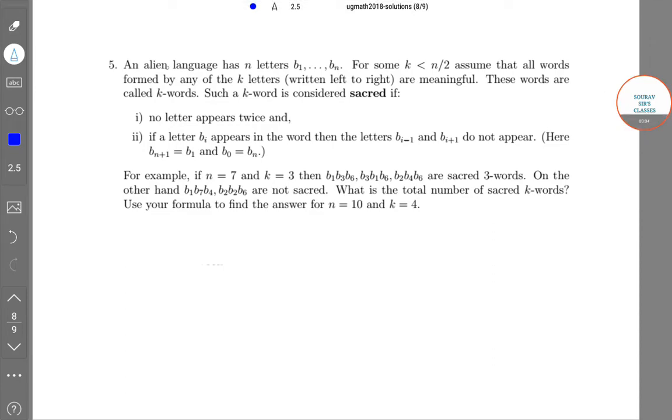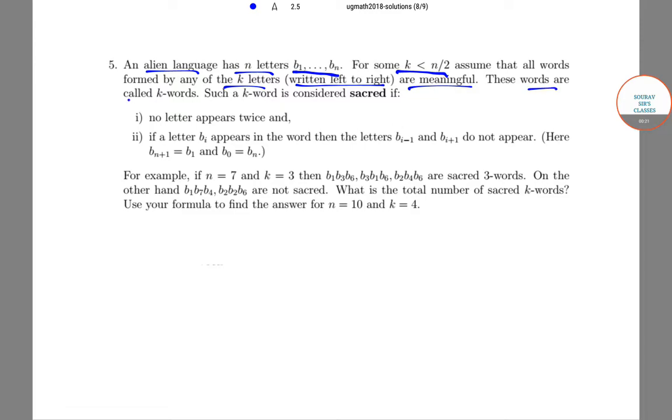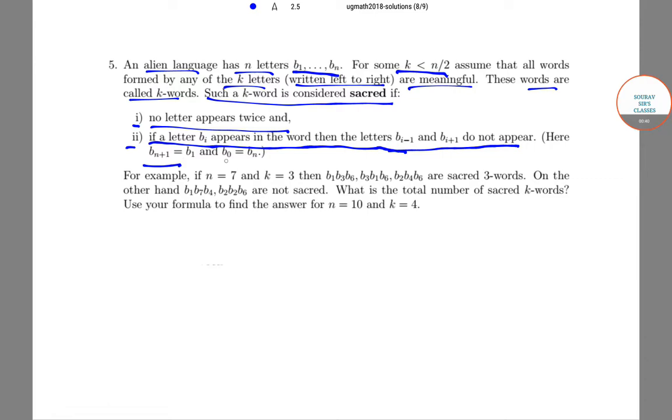The question is, an alien language has n letters b1, b2 up to bn. For some k less than n by 2, assume that all words formed by any of the k letters written left to right are meaningful. These words are called k words. Such a k word is considered sacred if option 1, no letter appears twice, and option 2, if a letter bi appears in the word, then the letters bi minus 1 and bi plus 1 do not appear. Here bn plus 1 is equal to b1 and b naught is equal to bn.